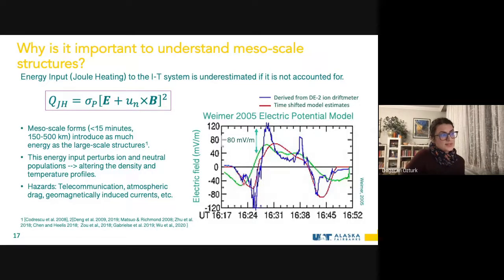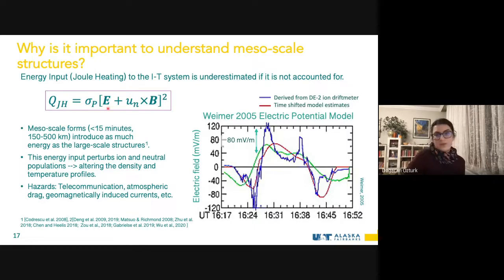So you can see that it traces the directionality well, the mean average is captured well. But even over the span of a few minutes, there is so much variability that is measured with the Dynamics Explorer that is missed out by this statistical model. For example, here you can see almost 80 millivolt per meter. There's a difference between the red line and the blue line, indicating the missing variability.